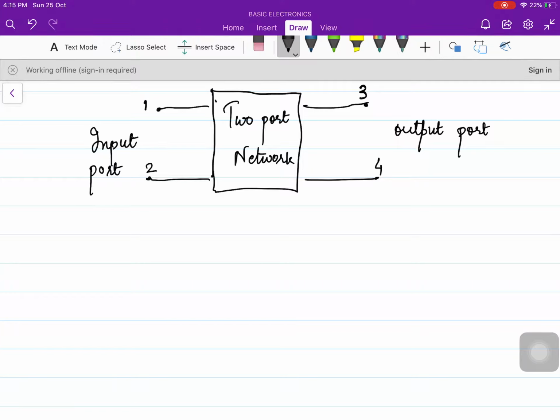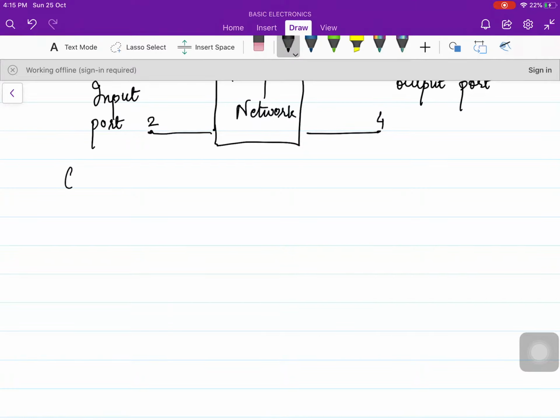And on the basis of which terminal you are making common to both the ports, the BJTs is of three types, or you can say the configurations of BJT is divided into three types. That was common base, common emitter, and the third one is common collector.